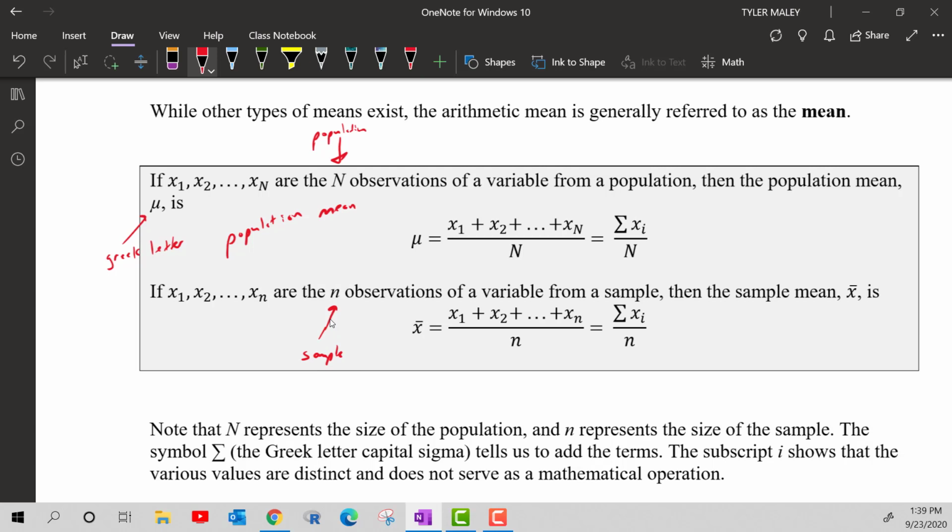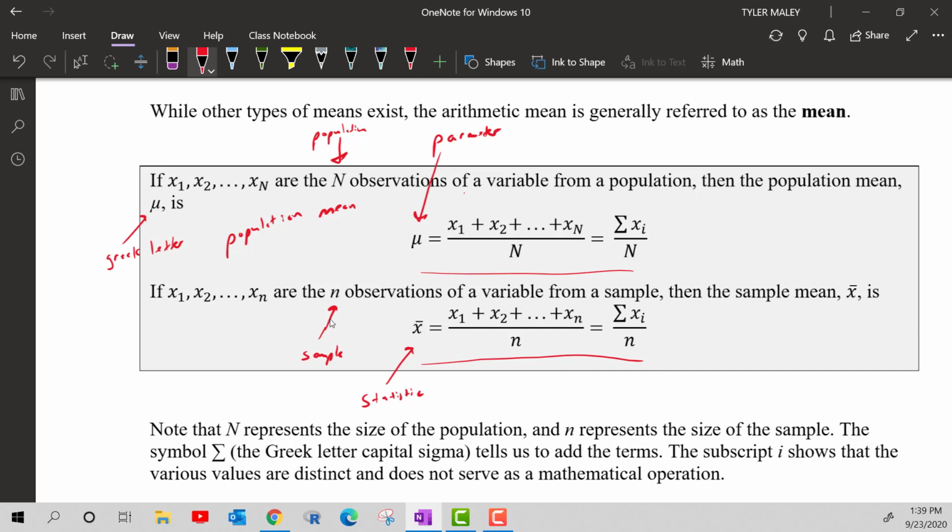And so this calculation, this mu, remember, we refer to this as a parameter. So a parameter is a measurement from the population, where this x bar would be called a statistic. So you can see here, if we have a list of everything in the population, this is how we can calculate the population mean. And then if we take a sample from that, we can calculate the sample mean. And you'll notice it's done in the same way.